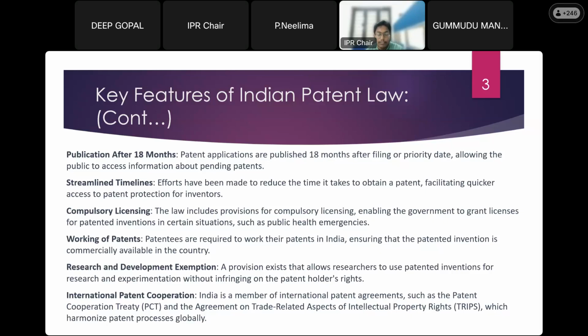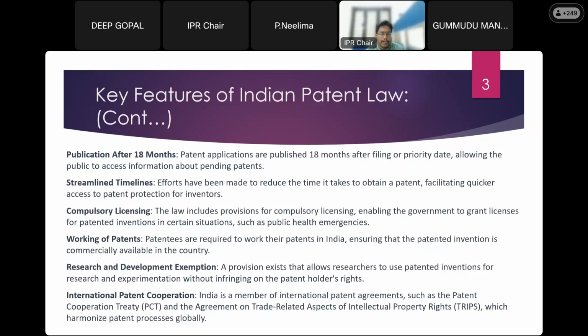But in the case of COVID-19, the government has not issued any compulsory license, though it was considered a public health emergency, because some patents involve trade secrets. Those things I will be discussing in the later part. And the next one is working of patents. This is also one salient feature of the Patent Act.